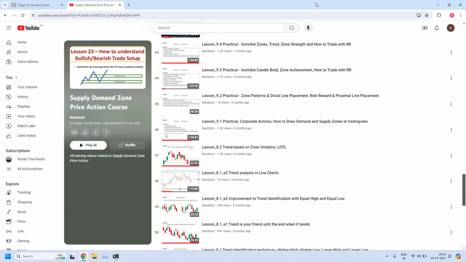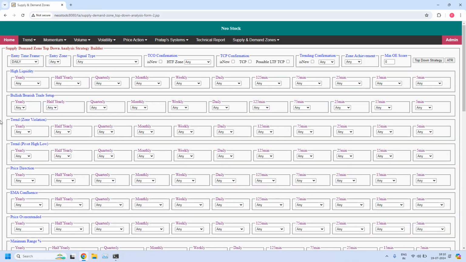Now let's get into the report generation. So we are going to generate different reports. The first report is going to be finding the stocks near demand and supply zone for all the time frames. And in this process we will also identify daily and 75 minutes high liquidity zones which might be helpful to you during Monday's trading.